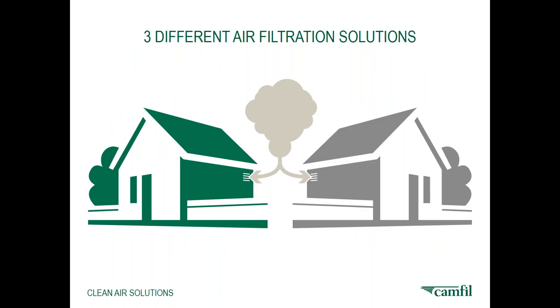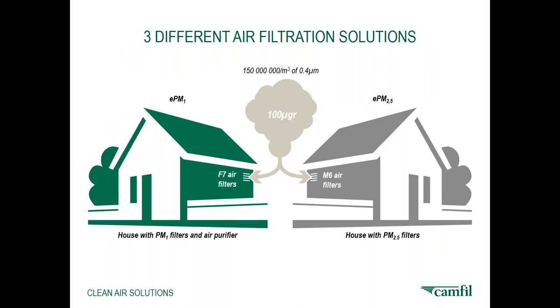Here we have two facilities and three different filtration solutions. The outdoor air concentration in this case is the same for both of them. It's 150 million over 0.4 micron particles. On the gray house with the M6 filter with the EPM 2.5 filter efficiency gives 120 million of particles entering the building through the HVAC system.